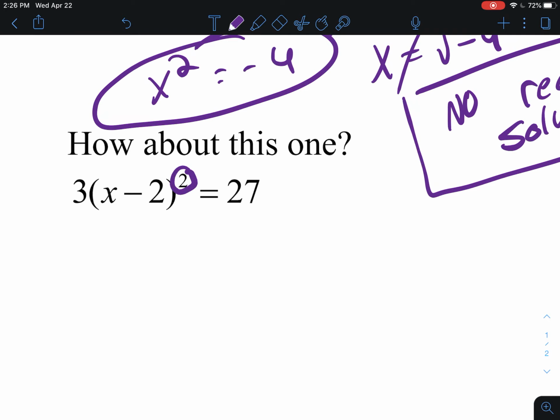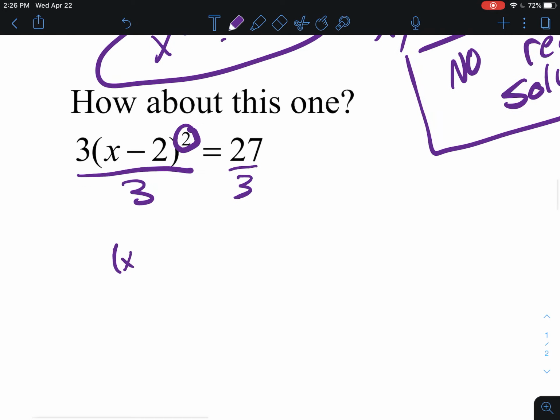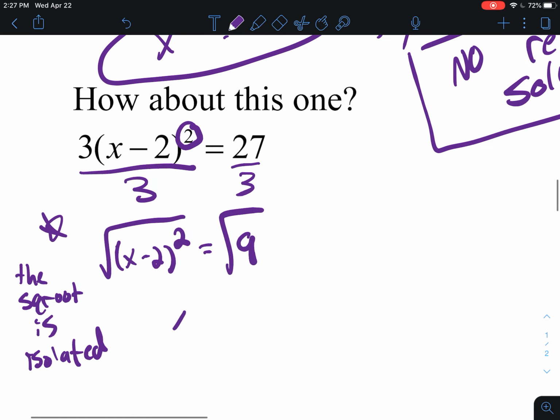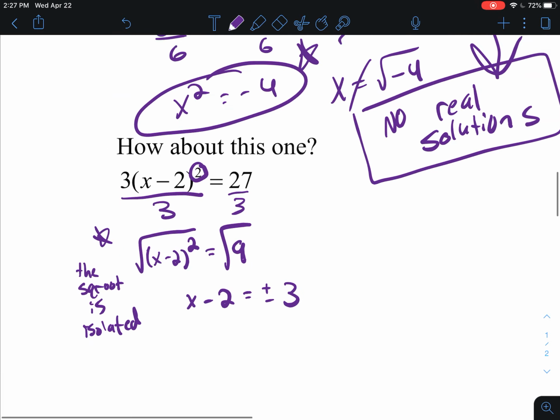This time, we need to isolate the square. In order to do that, we divide both sides by 3. That gives us x minus 2 squared is equal to 9. At this step, the square is isolated. Okay, so then we can square root both sides. That's going to give us x minus 2 is equal to plus or minus 3.